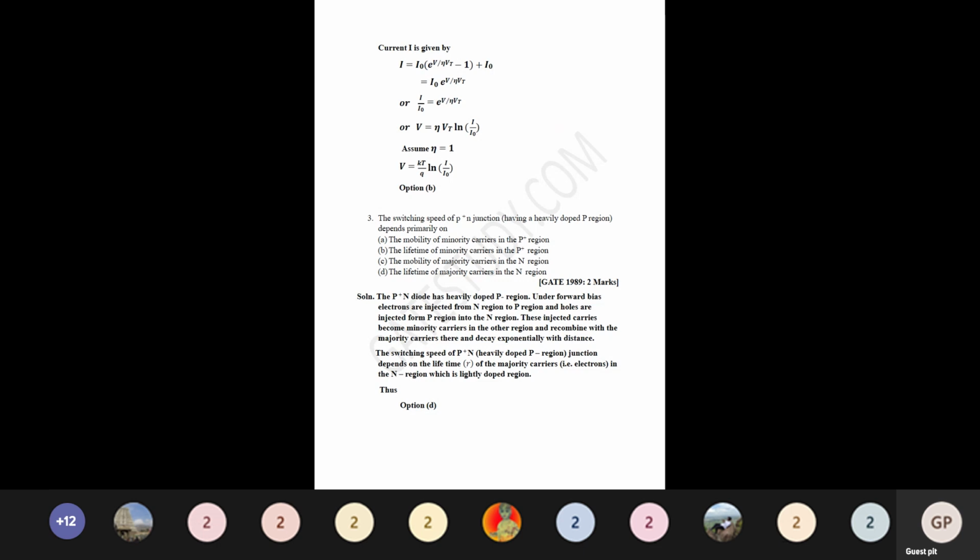The P plus N diode has a heavily doped P region. Under forward bias, electrons are injected from the N region to the P region and holes are injected from the P region to the N region. This is the universal fact. These injected carriers become minority carriers in the other region, recombine with the majority carriers, and decay exponentially with distance. So the switching speed of a P plus N junction depends on the lifetime of the majority carriers in the N region, which is the slightly doped region. So the correct answer is the lifetime of majority carriers in the N region.